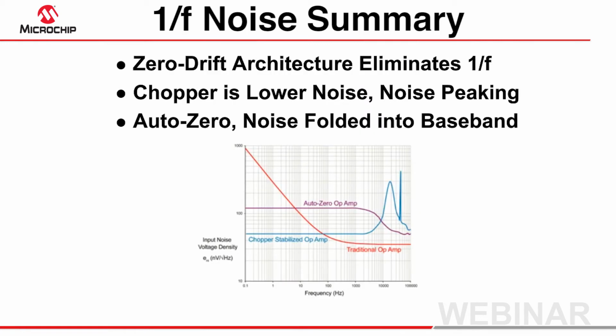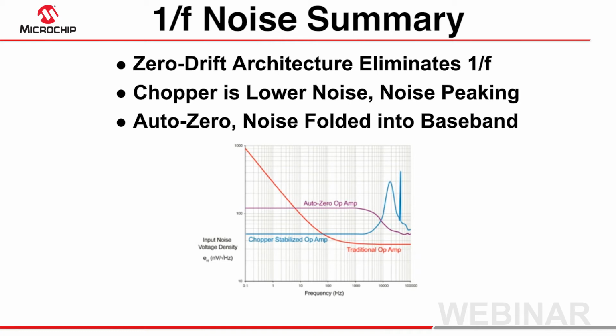In summary, one of the biggest advantages of zero-drift amplifiers for use in low-frequency precision applications is the elimination of 1/f noise. Each of the zero-drift topologies discussed have unique noise characteristics that vary from the traditional amplifier model.